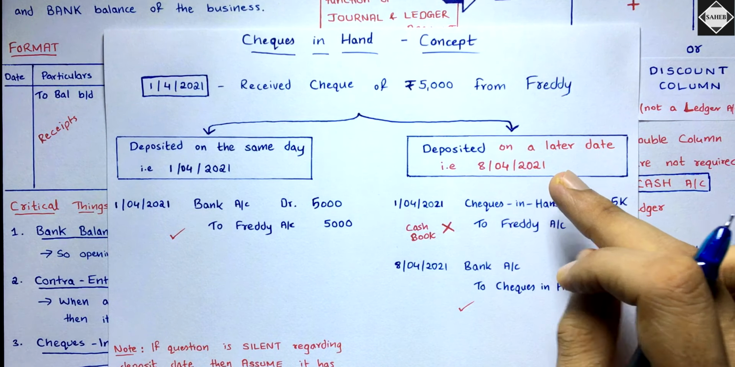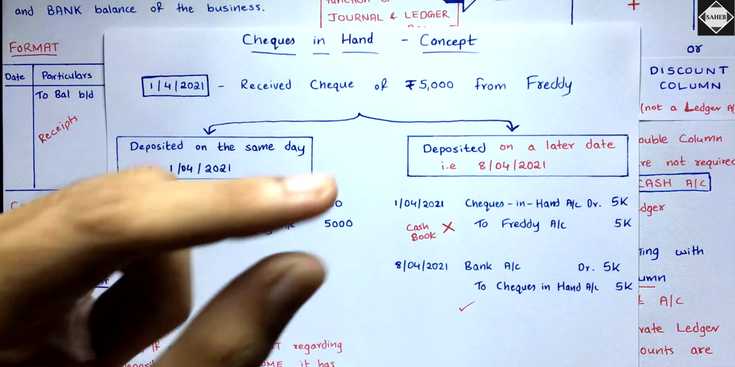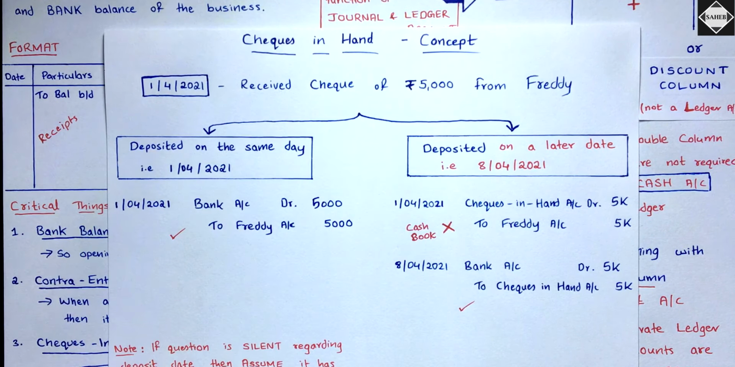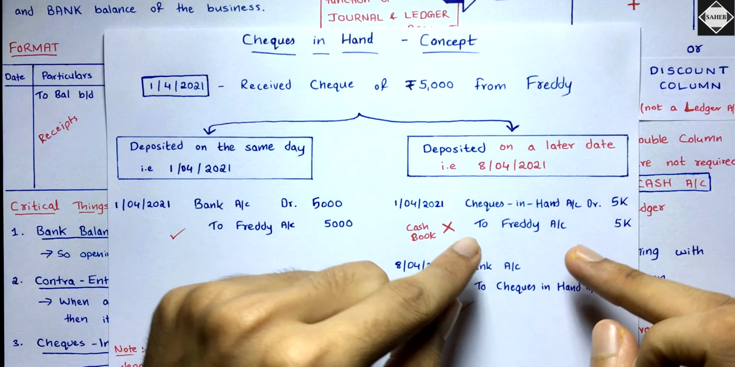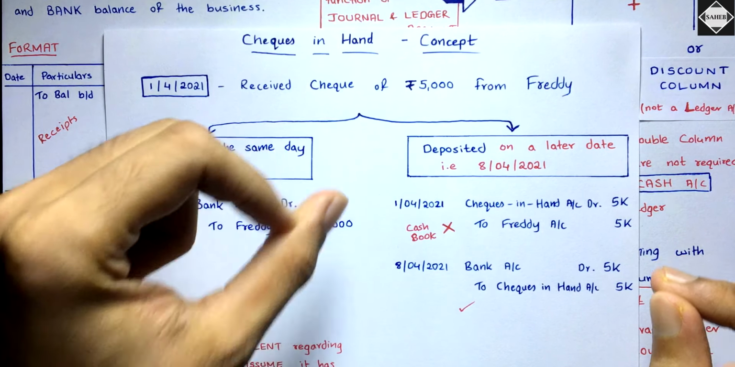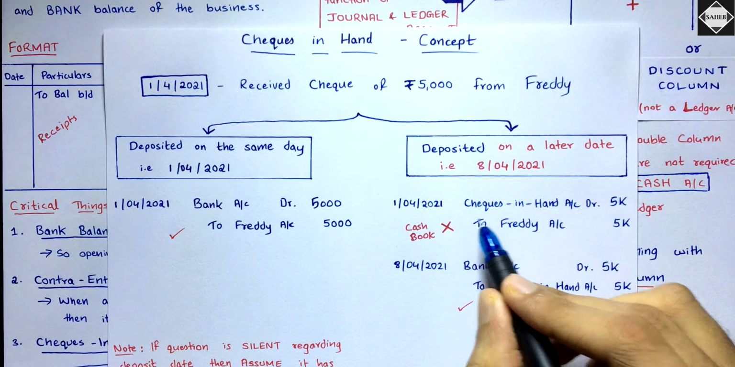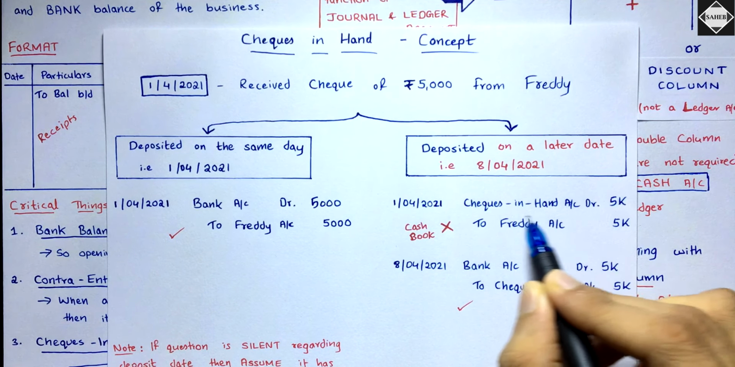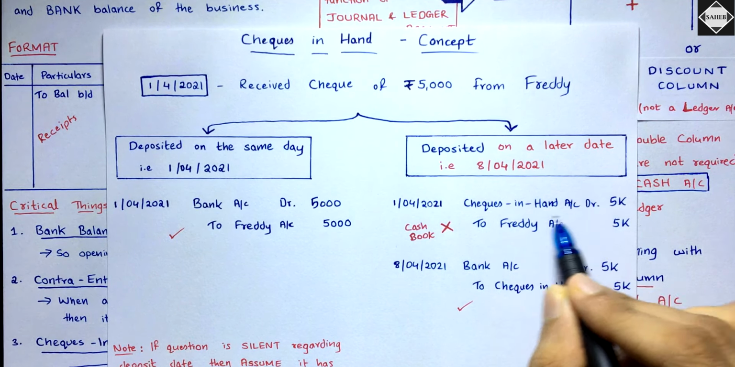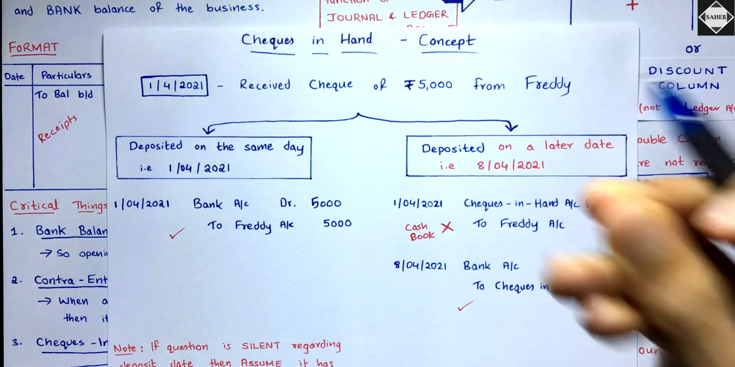What did you do? You received the check on 1st April. So on 1st April, you will do a recording in the accounting books. And that recording is because you have received the check from Freddy. So of course, the recording must happen. And this recording will happen in the journal proper. What would be the journal entry? See here. Cheques in hand account debit. This account you will create as a dummy account, because you have received something. What is that? That's an instrument, a piece of paper which has a value.